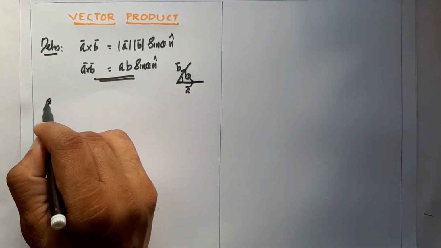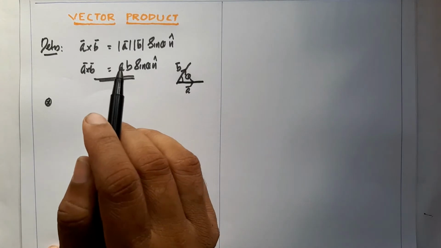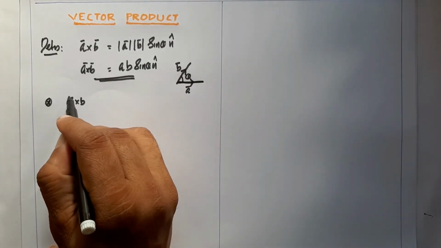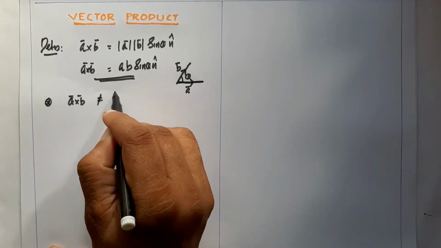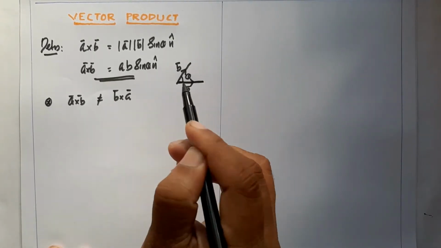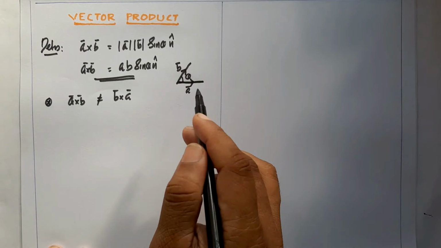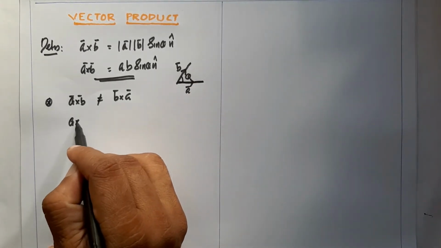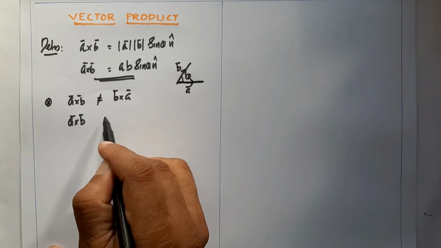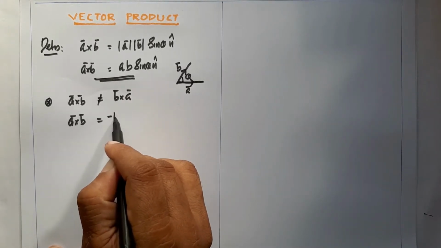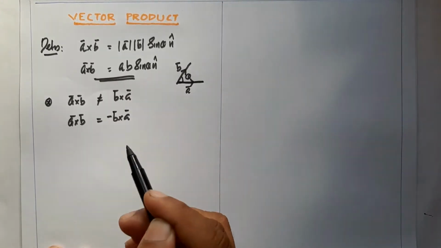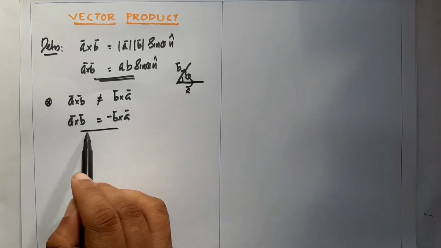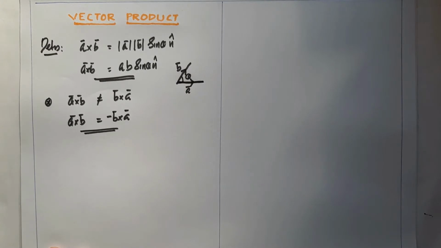Our first property: cross product is not commutative. That is, A cross B is not equal to B cross A. It is anti-commutative, so remember this concept by heart. A cross B is not equal to B cross A but is equal to minus B cross A.